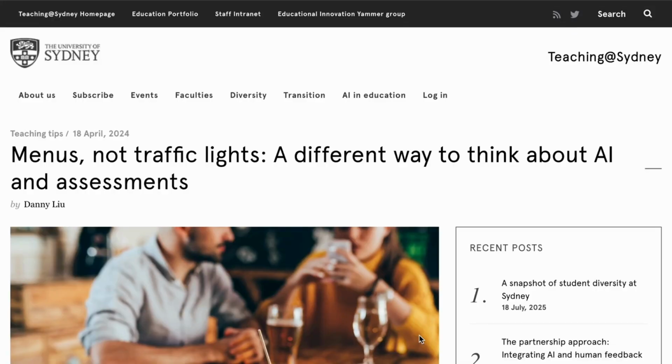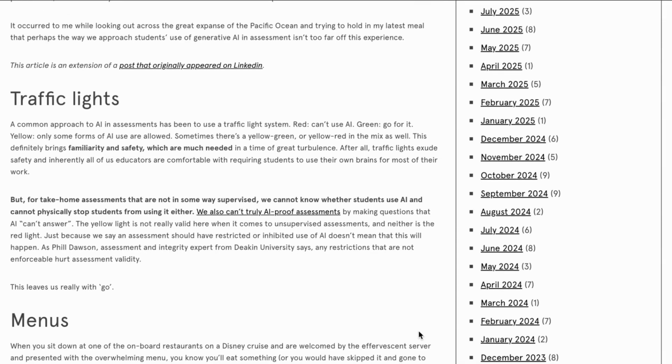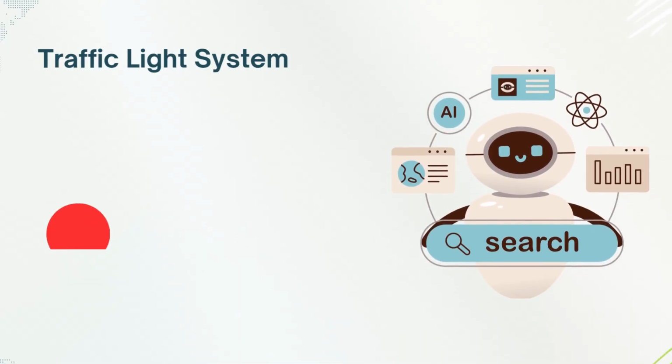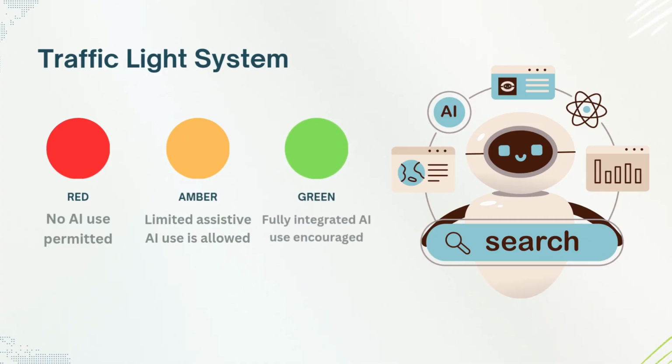In response to GenAI, many higher education institutions have implemented a traffic light system to manage its use in assessments. This system categorizes assignments based on the allowed level of GenAI involvement. In general, red means no AI use permitted, amber means limited assistive AI use is allowed, and green means fully integrated AI use encouraged.